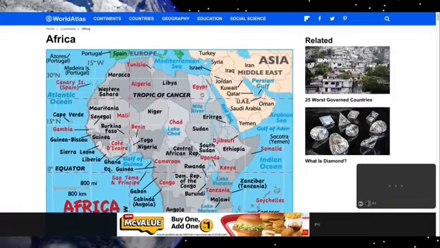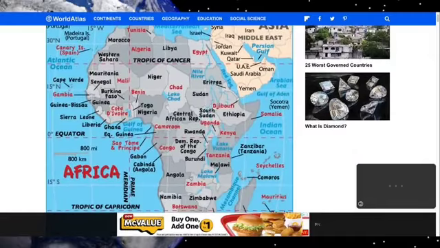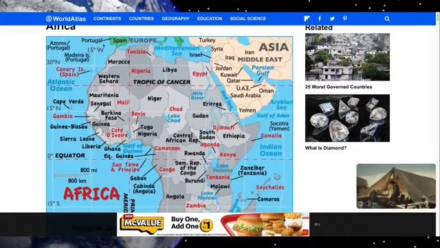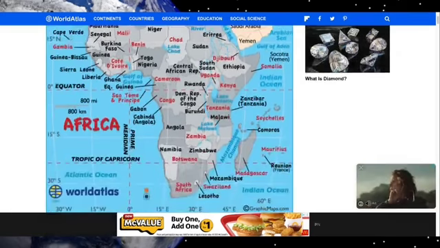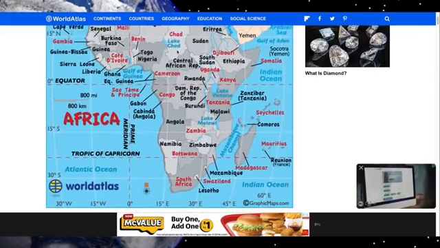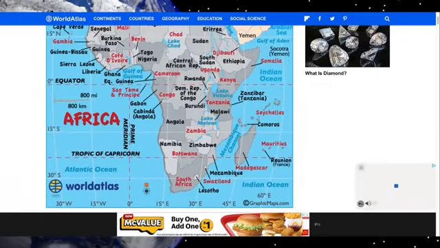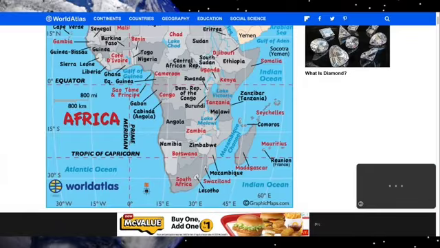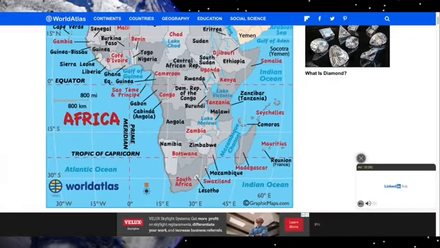So you'll see, I know it's a smaller screen here. This is starting from all the way from the Mediterranean. There's Morocco, Tunisia, and so forth, all the way down to South Africa, Lesotho, and Swaziland. So what's interesting about the geography of the continent of Africa is that it is defined by what?